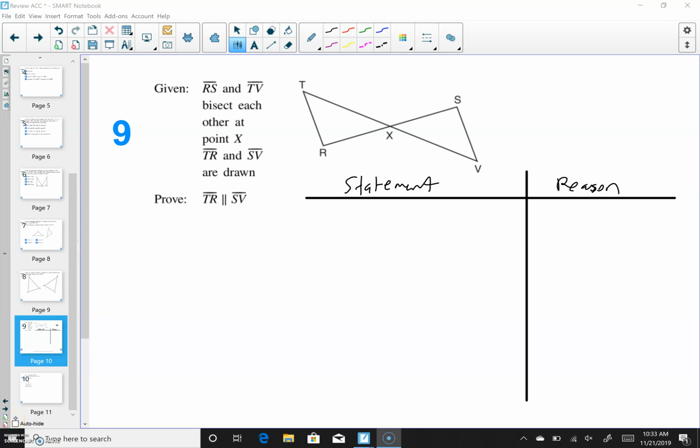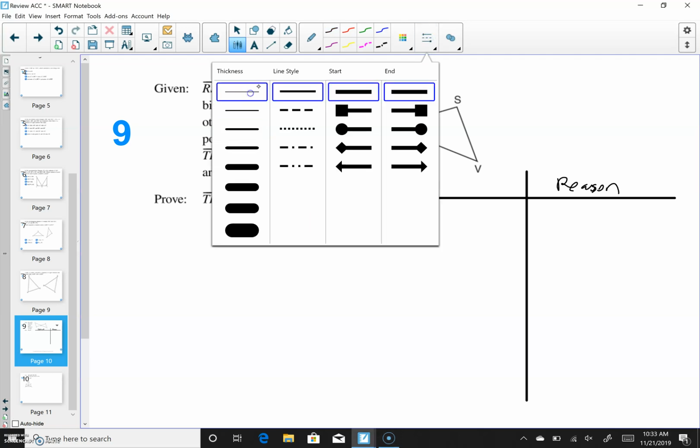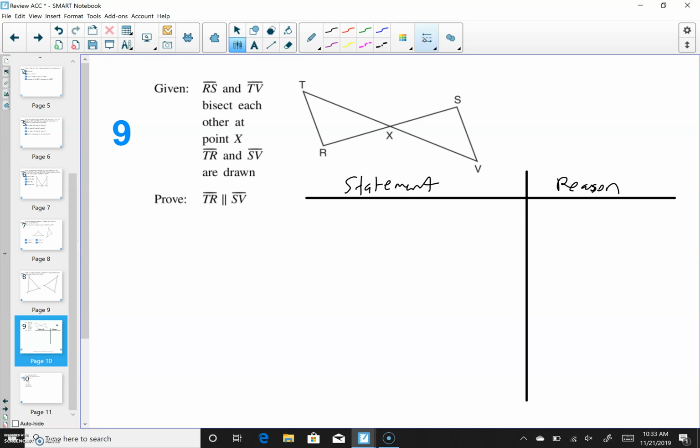So for this, we're going to take some time to go over the two proofs from the review packet. The first one is going to be that RS and TV bisect each other at point X, and we want to prove that two lines are parallel. So first things first, we're going to work with our givens.